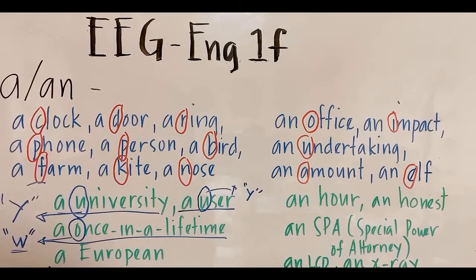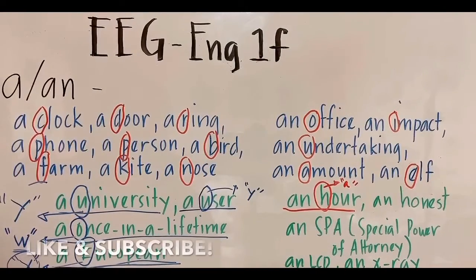And then the third one is a European. This starts again with a vowel, the letter E. But if we listen and use this skill, European starts with the sound Y again. So listen to it: a European, which begins with a consonant sound.